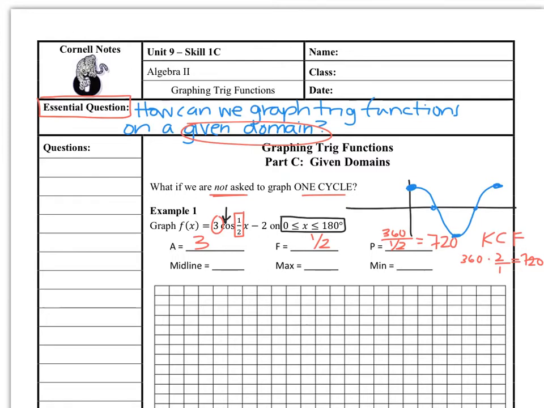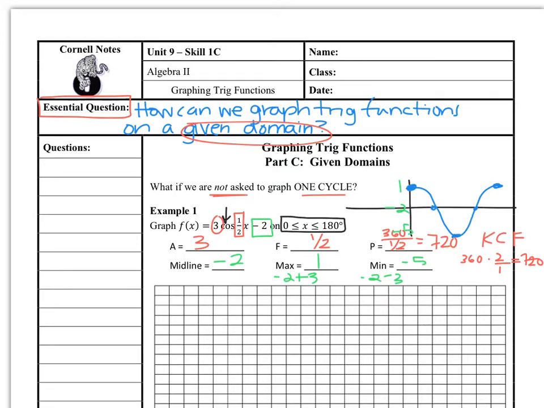Okay, so then also we need to know where our midline is, and that's based on the shift of -2. Our maximum, remember, comes from taking our midline and adding the amplitude, and our minimum comes from taking the midline or our shift and subtracting the amplitude. So we have -2 plus 3 is 1, and -2 minus 3 is -5. So this midline should be sitting at -2, or our shift line. Our maximum is at +1, and our minimum is going to be at -5.